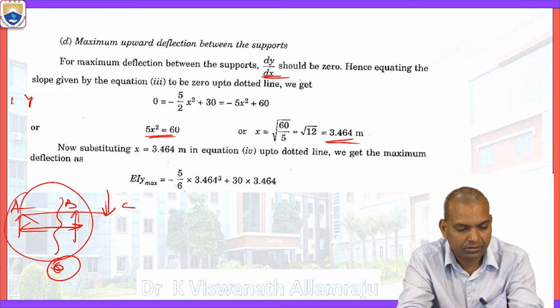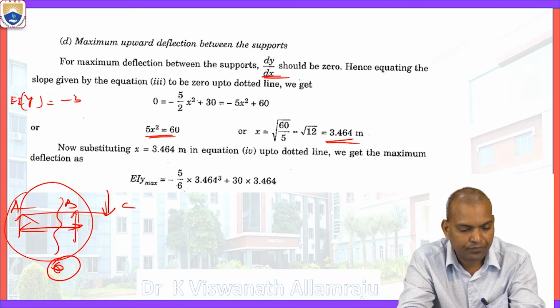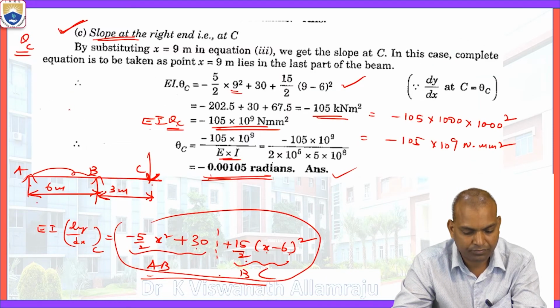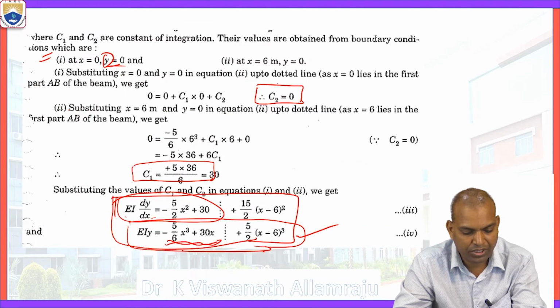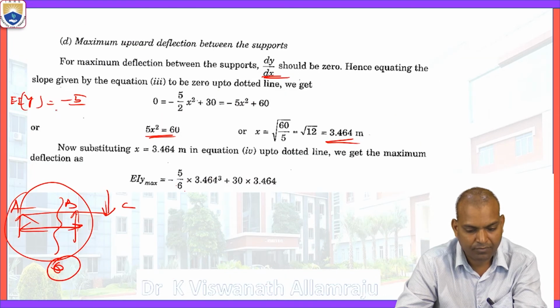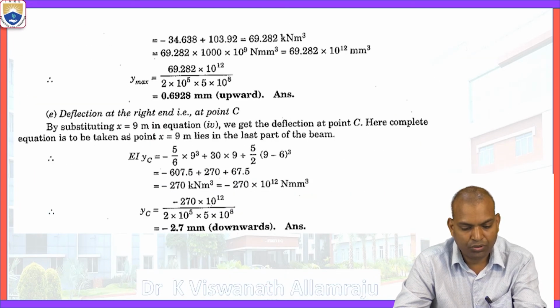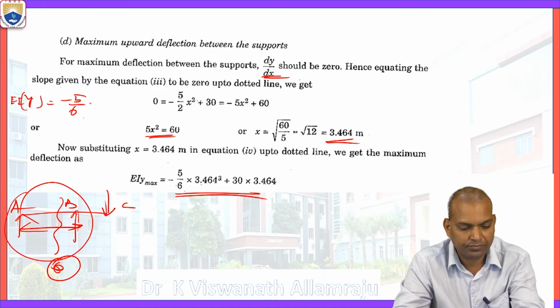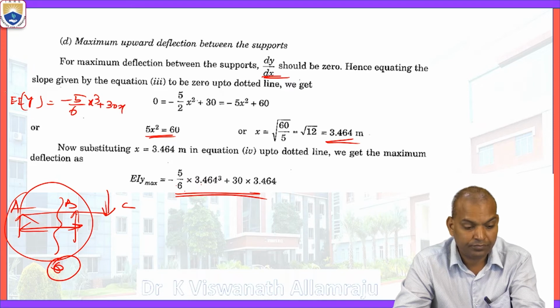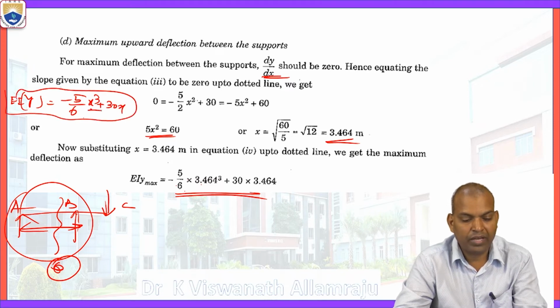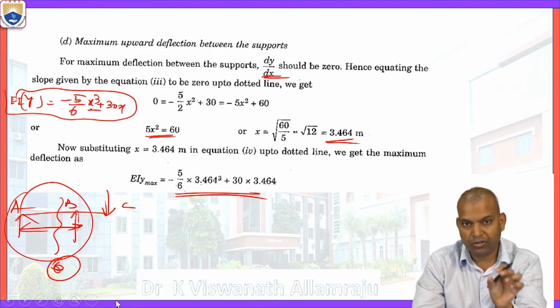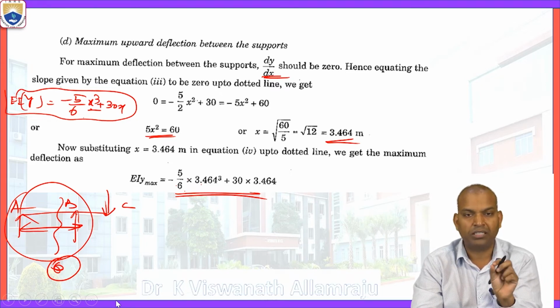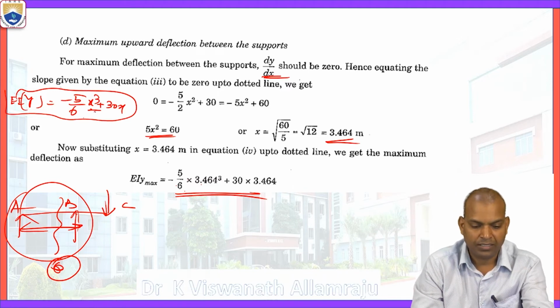EI times y equal to minus 5 by 6 x cube plus 30 times x. So that is what we did here: minus 5 times x cube plus 30 times x. With x value 3.464, consider only the first portion. Why? The x comes under the limitation of 6 meters, A to B. That's why the first portion is considered.